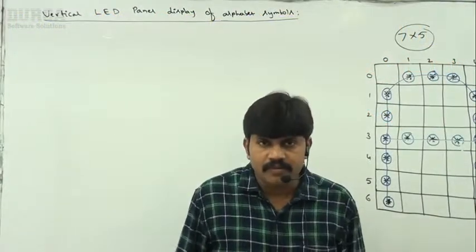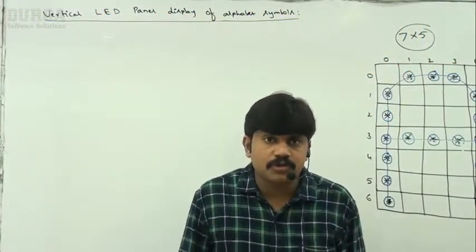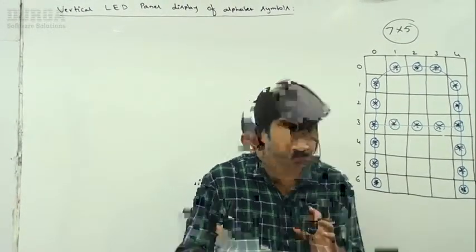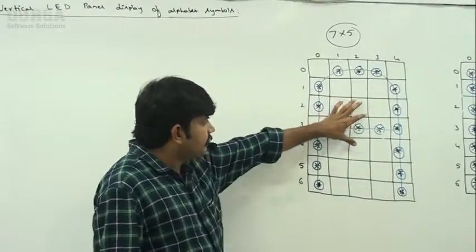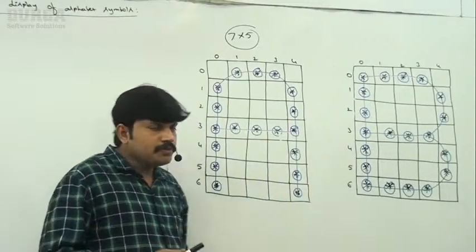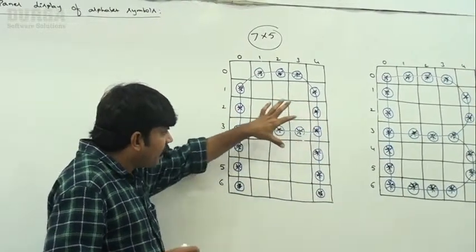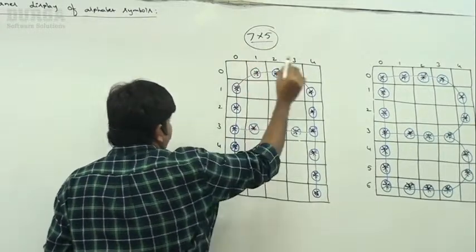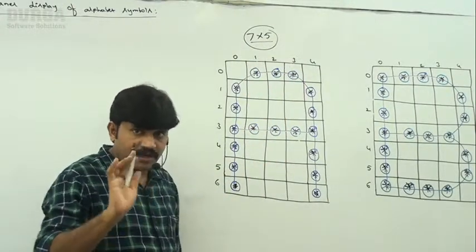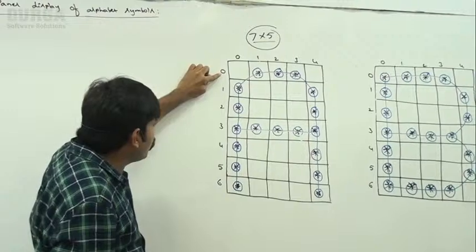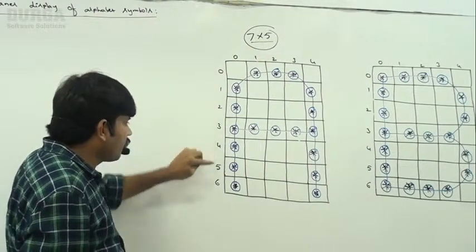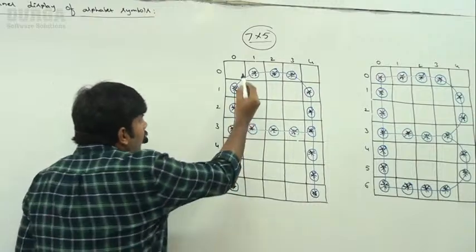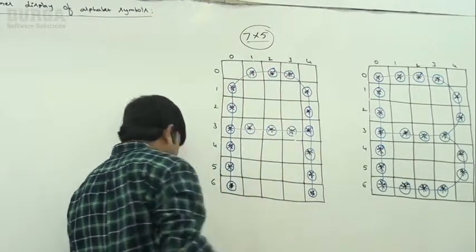Now observe, in the last videos we covered almost all 26 alphabet symbols. This is A and this one is B. If you observe, for every alphabet symbol we used a 7 by 5 space: 7 rows, 5 columns. How many rows are there? 0, 1, 2, 3, 4, 5, 6. 7 rows are there. How many columns are there? 0, 1, 2, 3, 4.